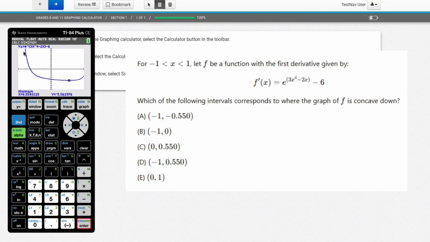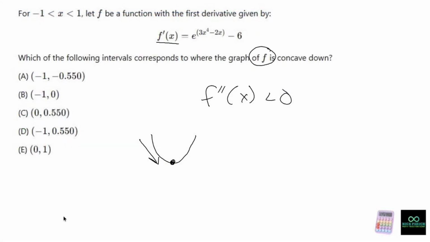So our original graph is going to be concave down all the way up until 0.550. So let's go back and say that. And I ended up with this one, D, because it goes all the way from -1 to 0.550. So the answer is going to be D. That is when the original function is concave down.